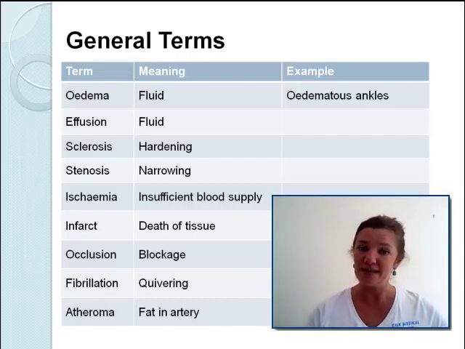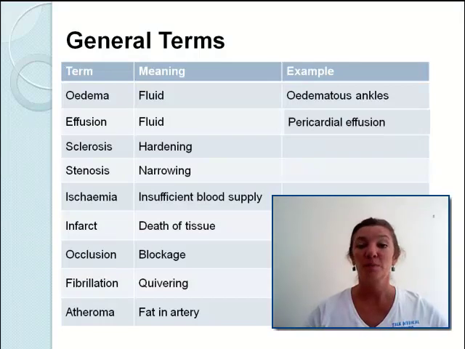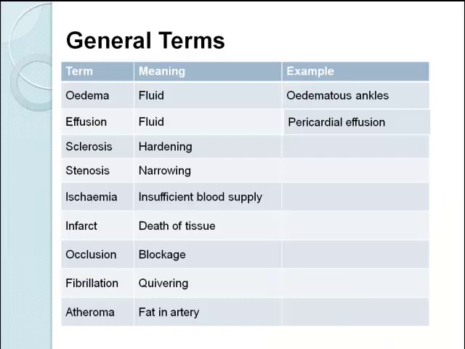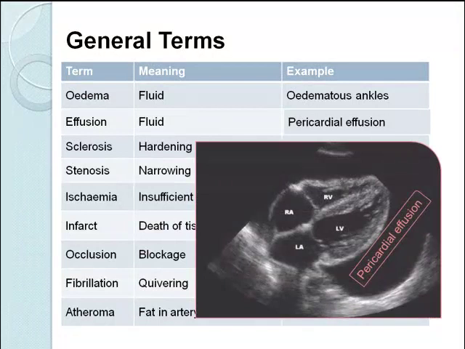Effusion means fluid. So pericardial effusion, let's work out what this means. Well, effusion we know means fluid. AL means relating to. Cardi is heart, and peri is the prefix meaning around. So we have fluid around the heart. And I have a nice picture here. This is actually what's called an echo or an echocardiogram. It is an ultrasound of the heart.